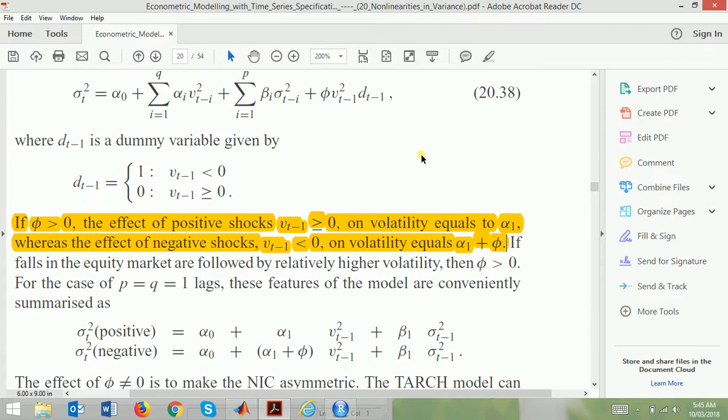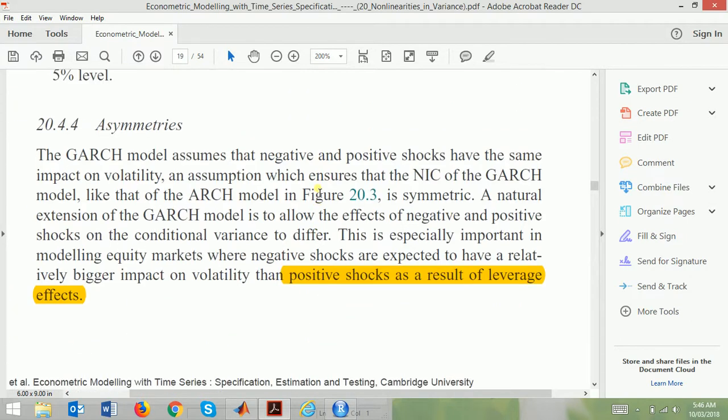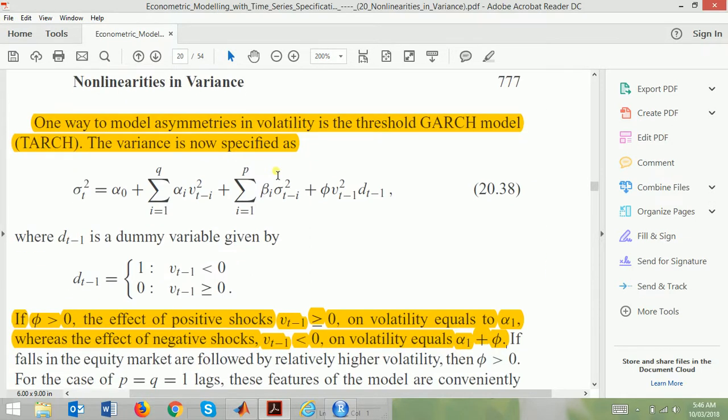So what is the purpose of a TGARCH model? We want to capture the negative impact of shocks on volatility, because leverage effects, such as negative shocks, generally have a bigger impact on our volatility than positive ones. So we want to capture the negative impact with the model, and we extend the general GARCH model with another specification.